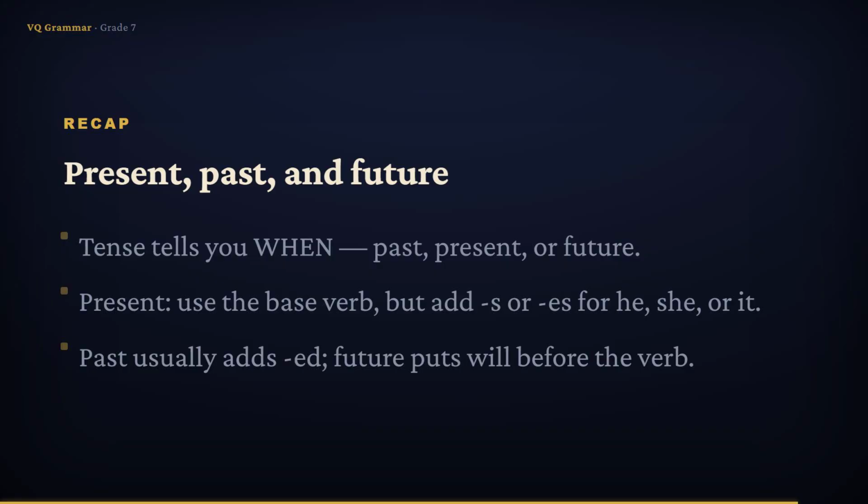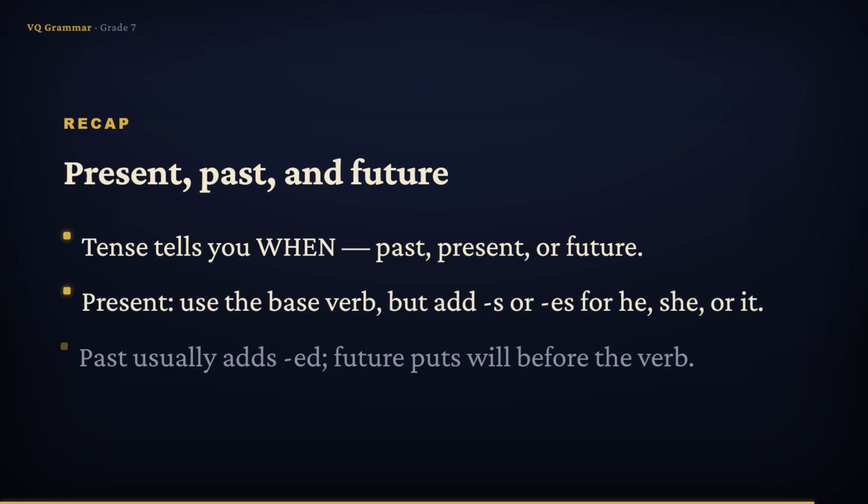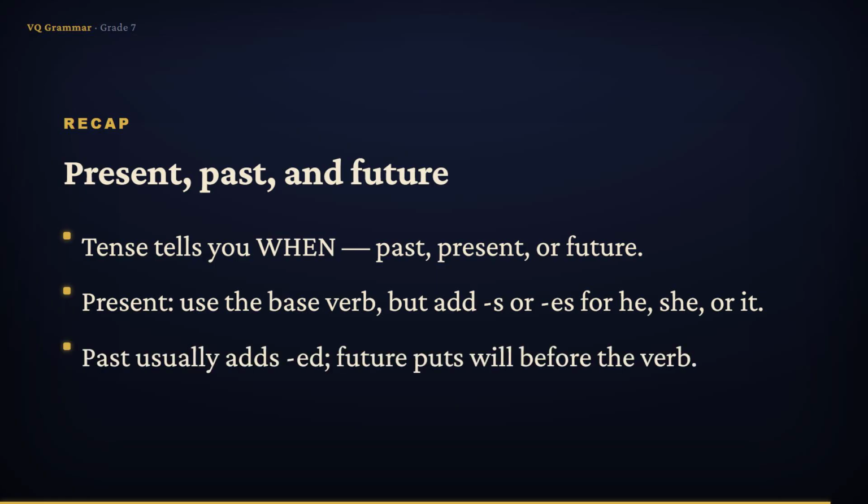Let's gather up what we learned. A verb's tense tells you when its action happens, in the past, the present, or the future. The present tense uses the base verb, but remember to add s or es when the subject is he, she, or it. The past tense usually adds ed, and it stays the same for every subject. And the future tense puts will before the verb. When did it happen? Let that question guide you, and the tense will follow.